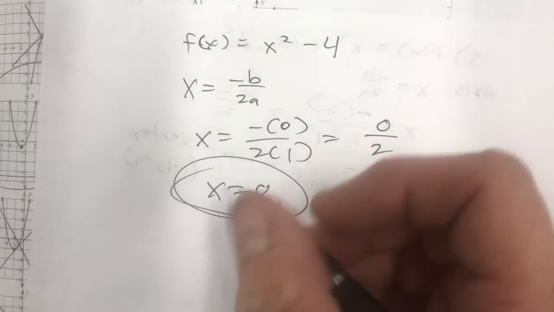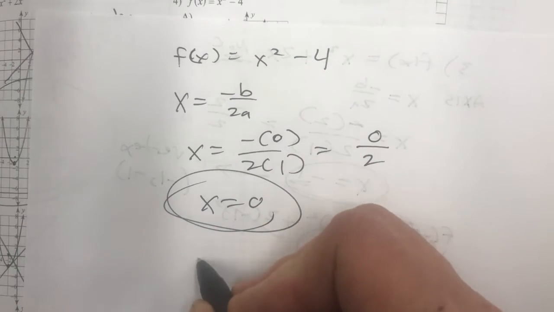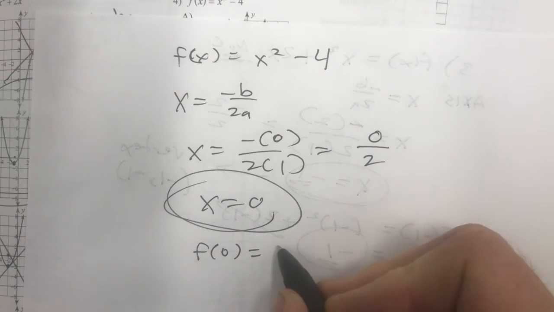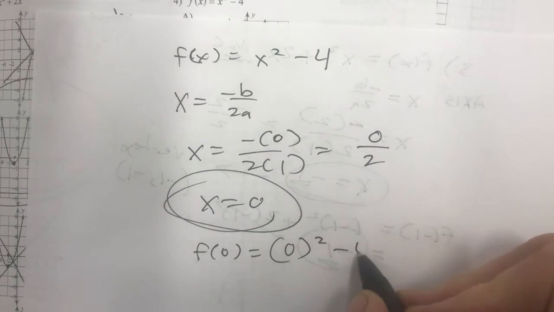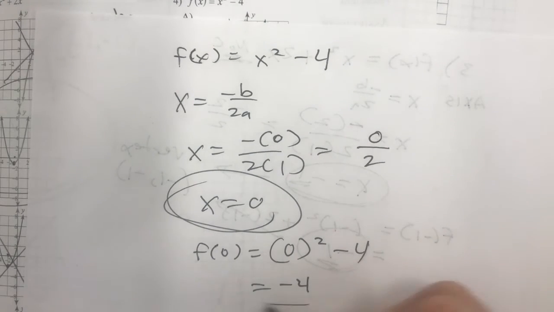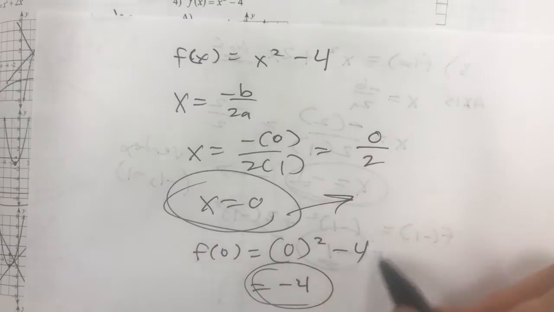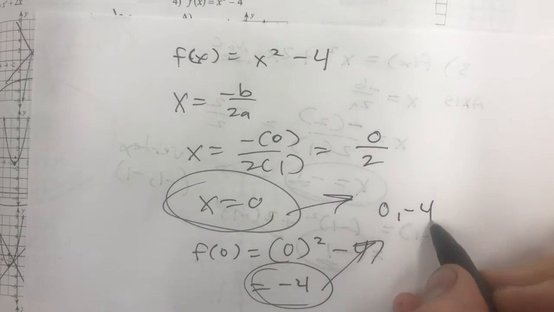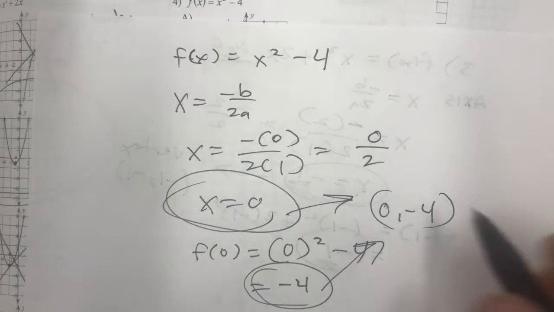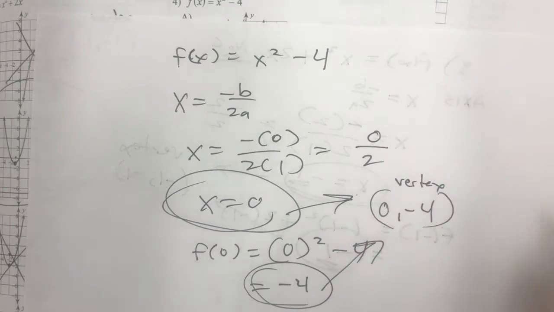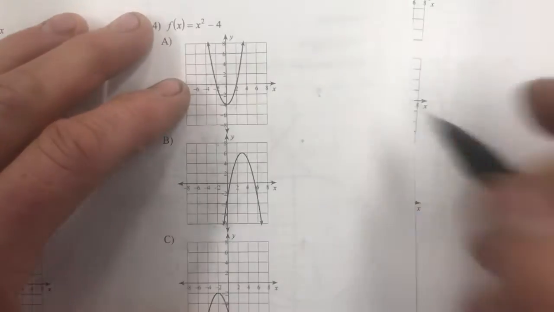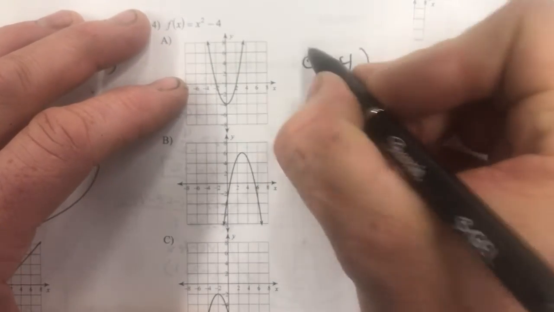Now I plug it in. So when I plug it in, I'm going to do f of 0, which means I'm going to have 0 squared minus 4, which is negative 4. And so there's my vertex right there, 0, negative 4. Okay, that's my vertex. All right, so on this problem here, 0, negative 4 is my vertex.